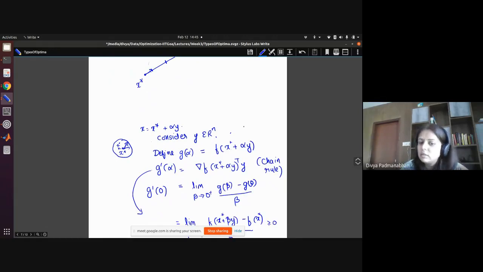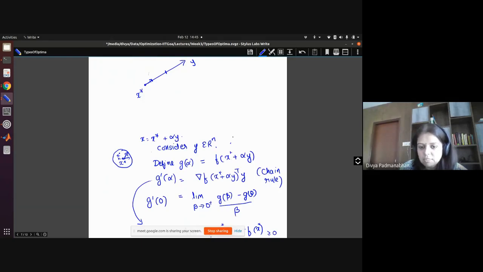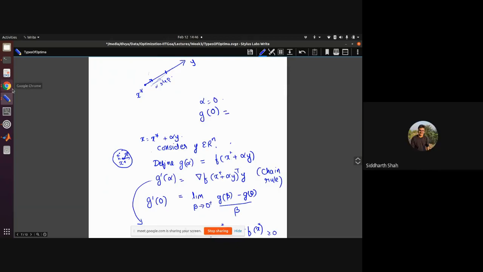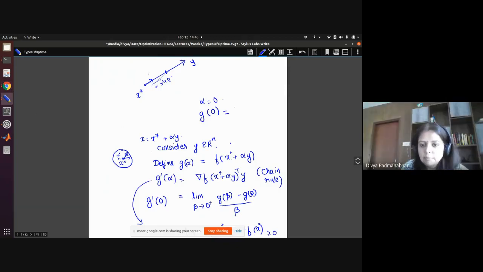Now just to understand this further, g of 0. Alpha is any step you take along this line; alpha is a step in this direction. If you set alpha equals 0, what are you going to get? What is g of 0? It's f of x star, right? Just substituting alpha as 0 here, that's going to give you f of x star.